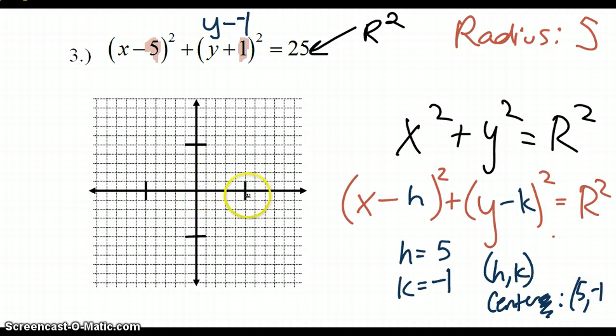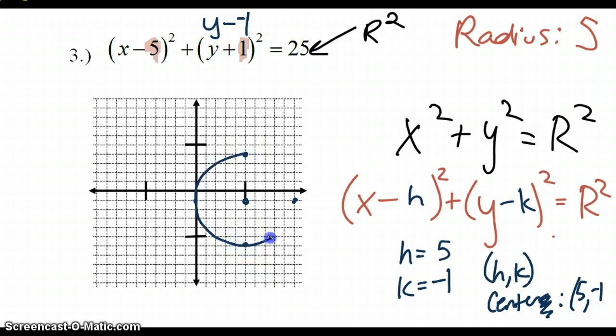All right, so let's graph that, 5, negative 1. And then how do we graph the rest? We already know that the radius is 5. So if we go 5 this way, 5 that way, 5 up, 5 down, those are enough points to make a pretty good looking circle.